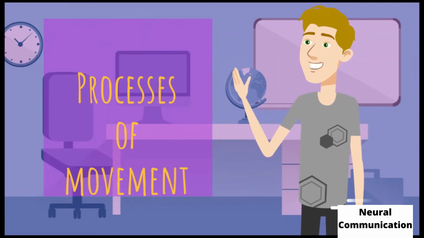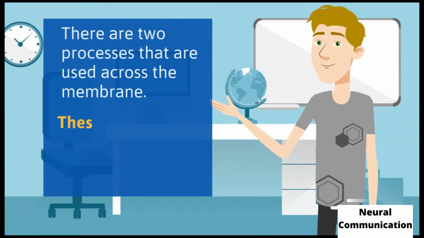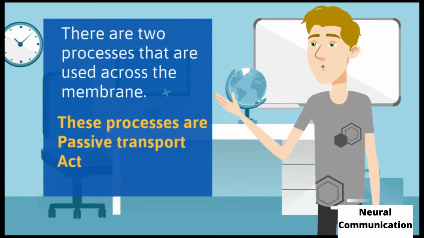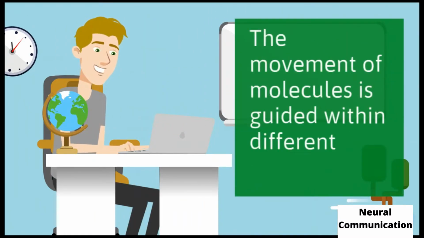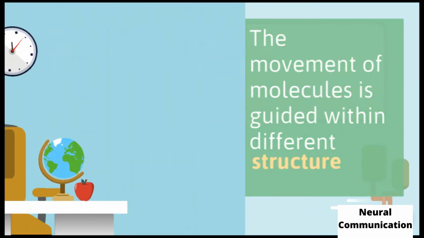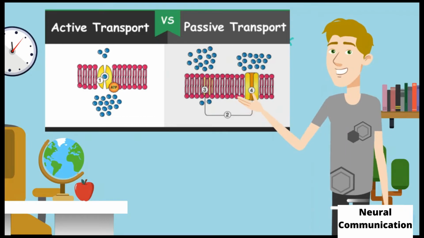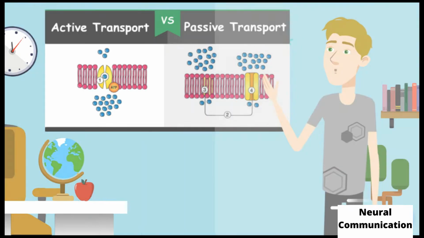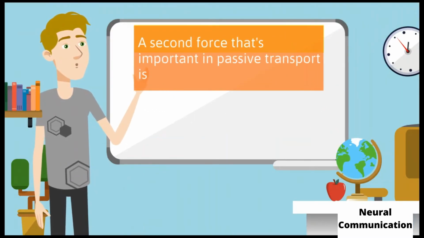Processes of movement. There are two processes used across the membrane: passive transport and active transport. The movement of molecules is guided within different structures. The purpose of the transport system is to ensure transport of ions across the membrane. Passive transport does not require energy expenditure. A second force that is important in passive transport is electrostatic pressure.